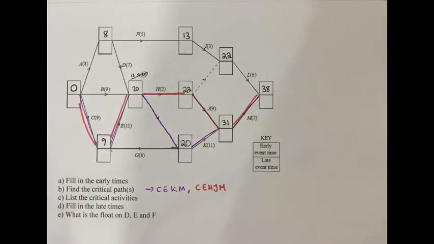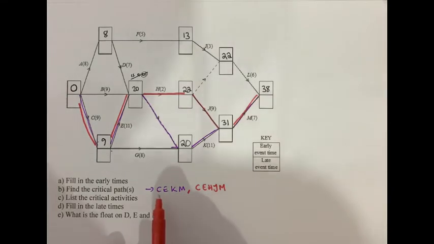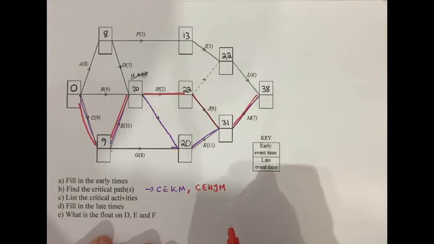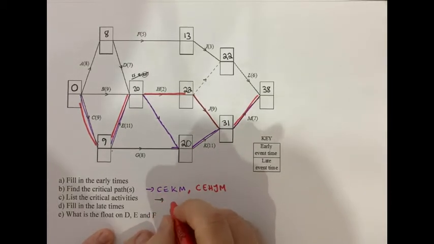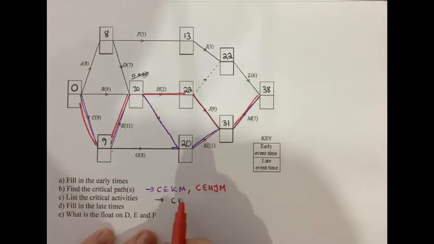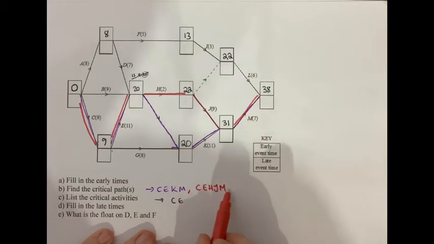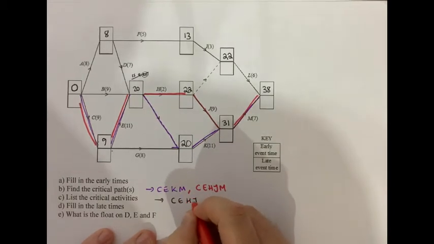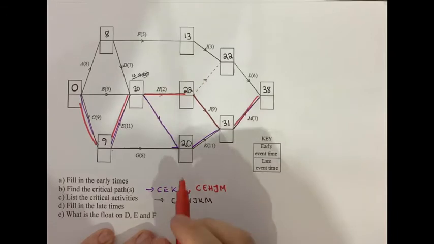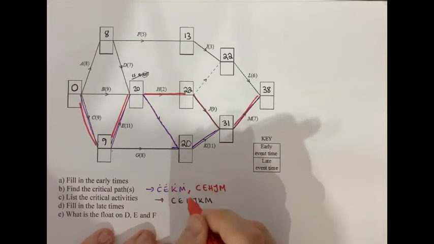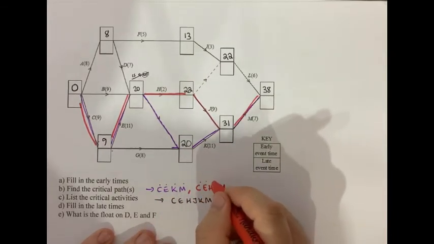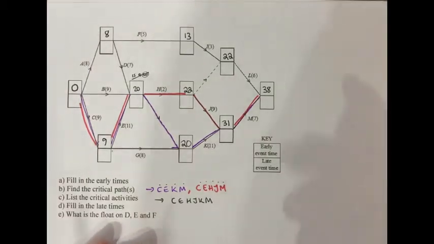Critical activities are any activities that are along the critical path. You normally write them in alphabetical order, but it doesn't matter if you don't. So we've got C, E, K, M, and C, E, H, J, M. Just make sure you tick them off so you haven't missed anything.